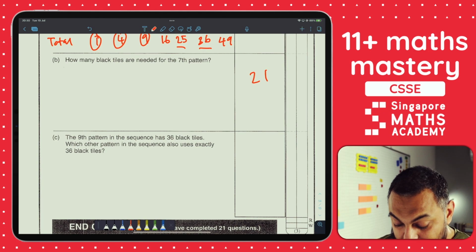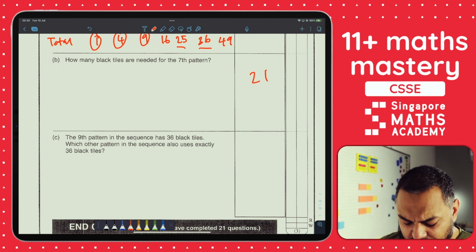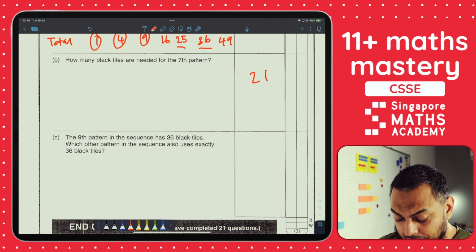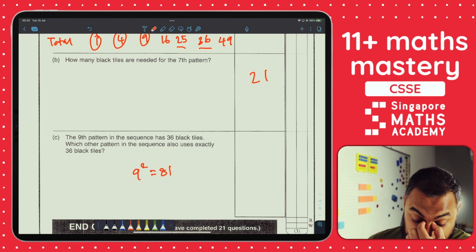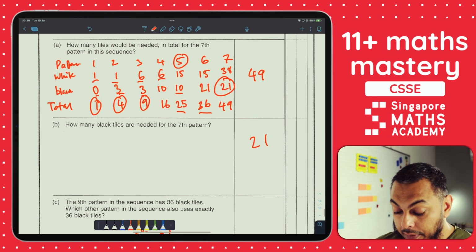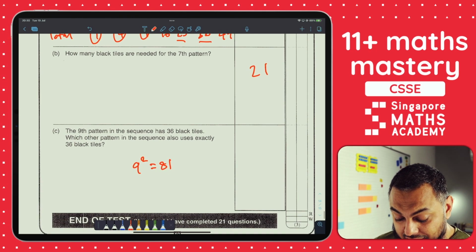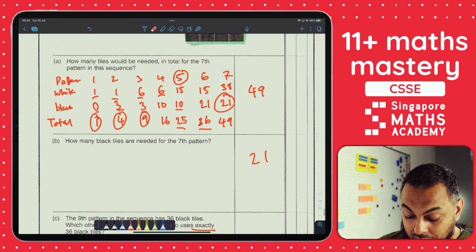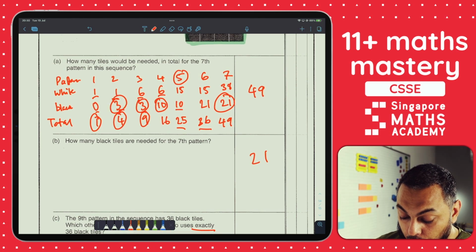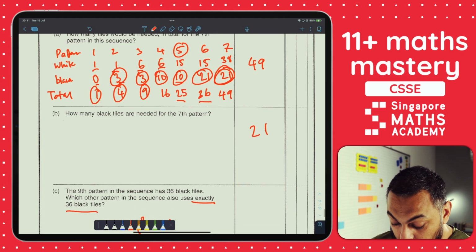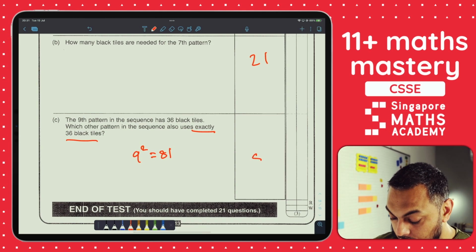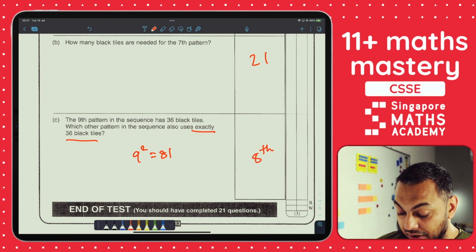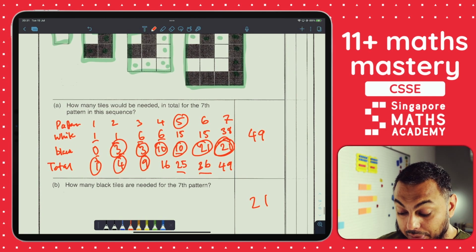The 9th pattern in the sequence has 36 black tiles. If the 9th pattern has 36 black tiles, I know 9 squared is 81. So I can work out easily how many white tiles it has. But the question is, which other pattern in the sequence also uses exactly 36 black tiles? So we know that 2 and 3, 4 and 5 have the same, 6 and 7 have the same, 8 and 9, the 8th one and the 9th one will have the same number of black tiles.